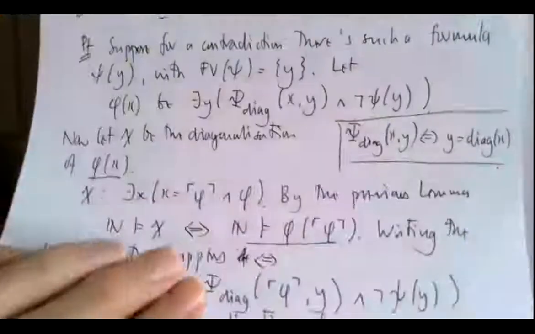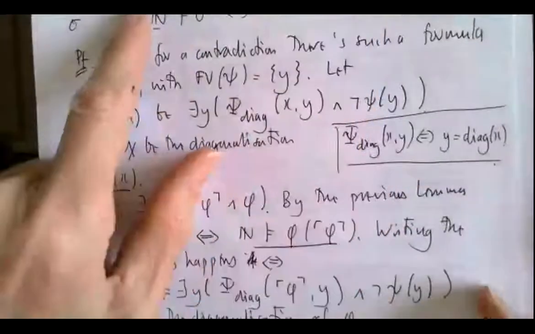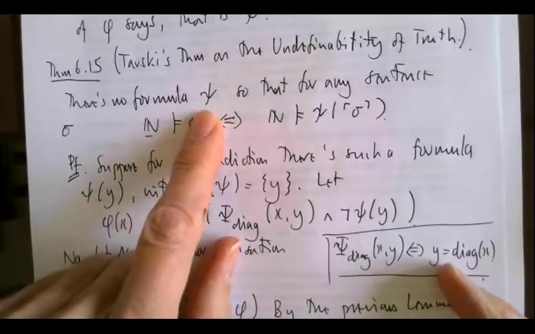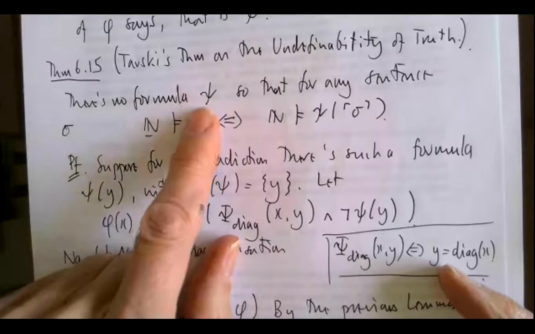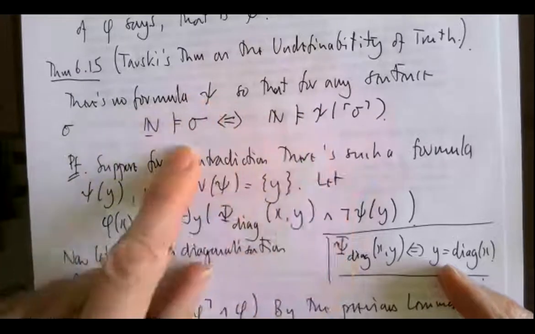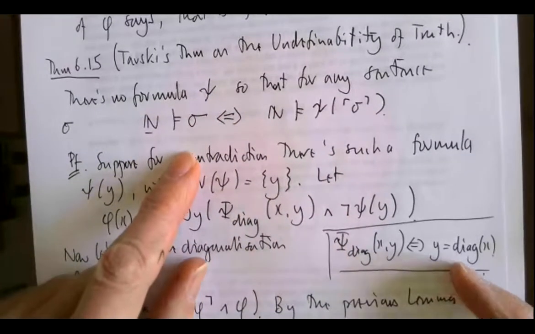Sorry, that was a little bit quick towards the end. But the idea is that there's no shortcut to finding the truths of arithmetic. There's no formula that will define for us the set of code numbers of truths. So that's the moral there.